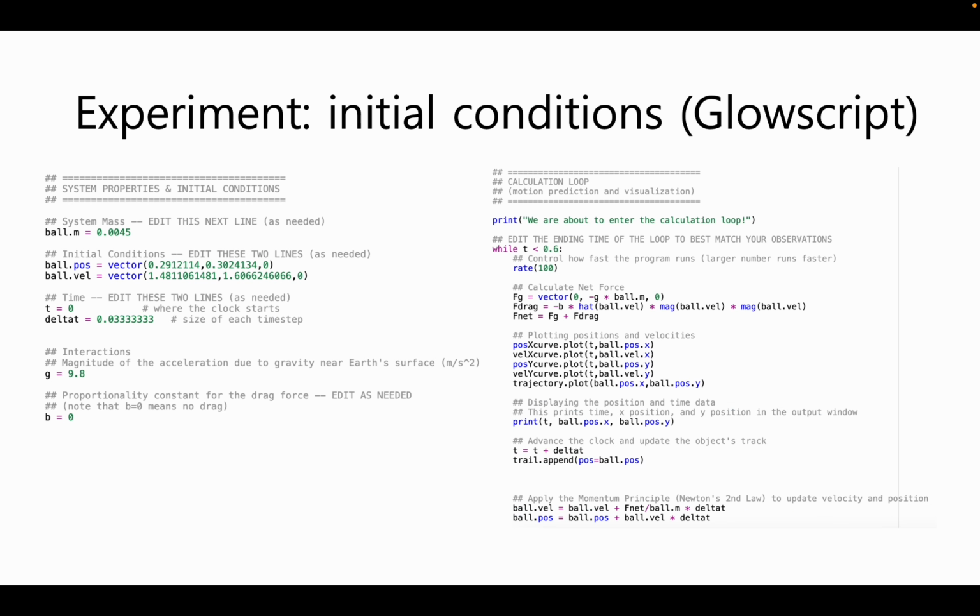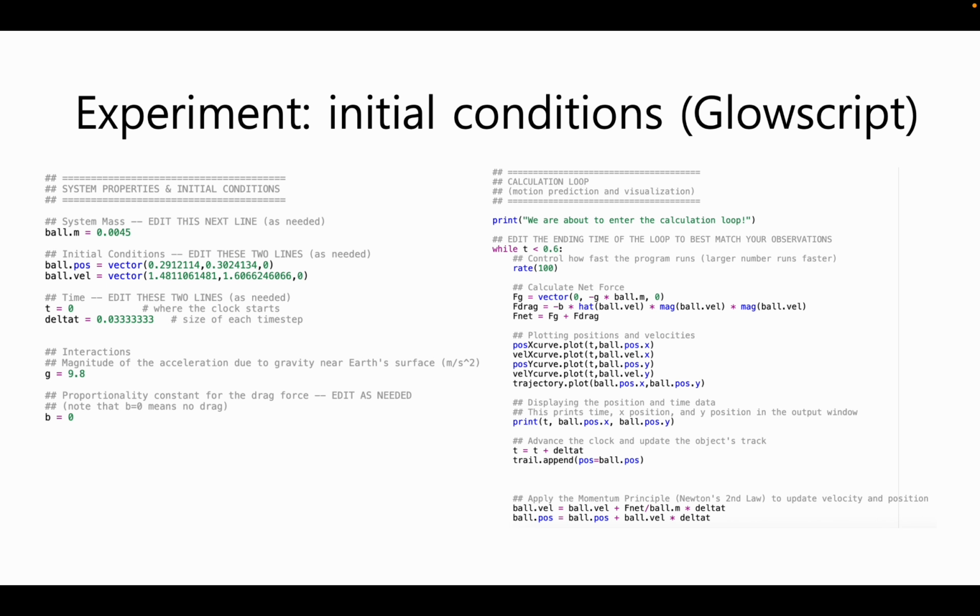Here are the initial conditions that I set for GlowScript. Mass, first of all, is 0.0045 kilograms. Well, 1 is kilograms, so 0.0045. And the position and velocity are the same as the initial conditions that I used for Tracker. Delta t is 0.033. The gravitational constant is 9.8, and you can see that the drag factor is 0.